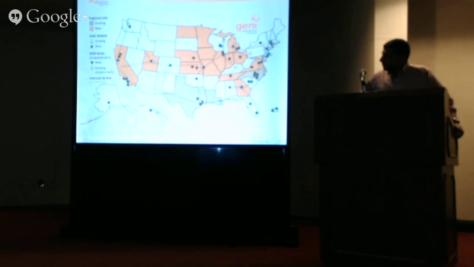The shaded states are the states where we have regional networks that are part of GENI. So in Indiana, I mentioned MOXIE is a regional network. They provide network services for Indiana, I think parts of Wisconsin. So anyway, these regional networks are part of GENI. So if you live in one of those states and don't connect directly to the Internet2 backbone, you can connect to your regional network.